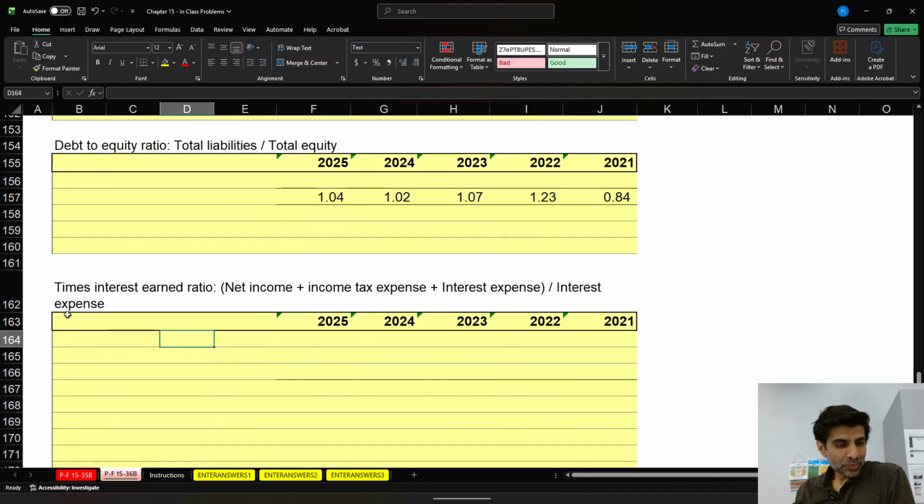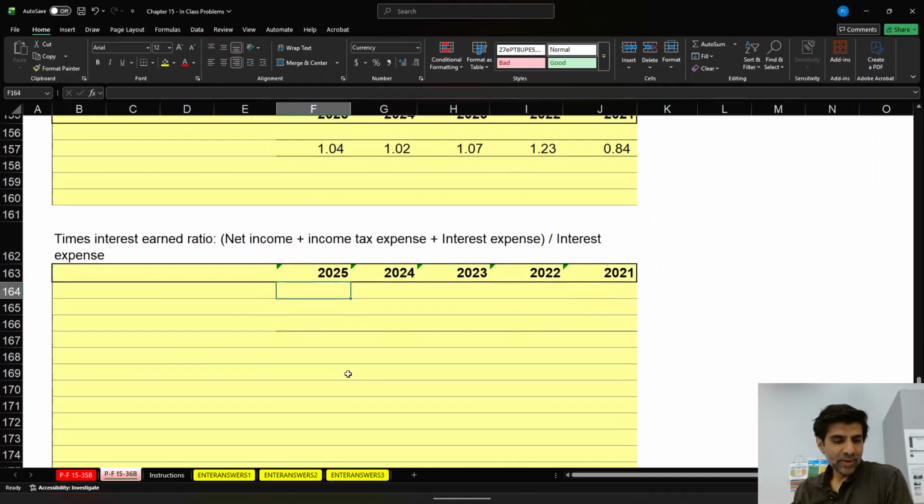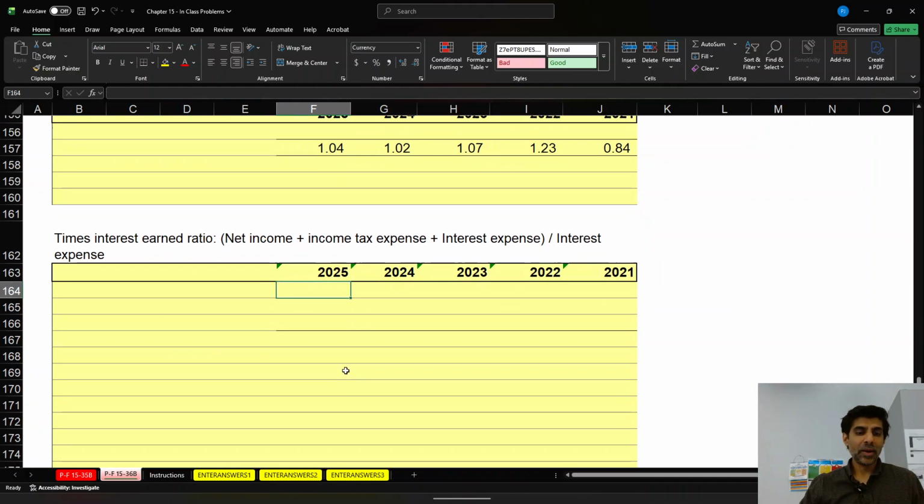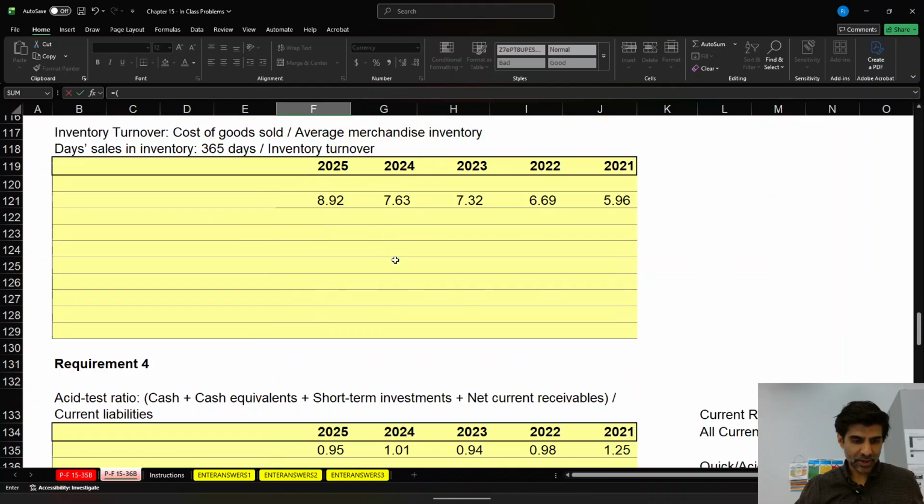Okay, so times interest earned, net income. Again, we're taking net income, adding back income tax expense, and adding back interest expense to get the total pool of profit available to service your debt. That's why we're adding these other things back. Okay, so I'll do net income.